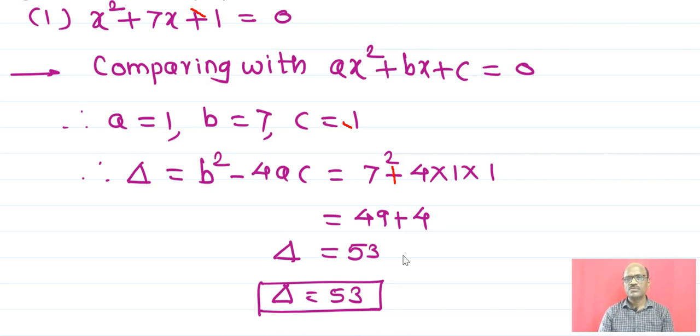Therefore, delta is equal to 53. Now next.